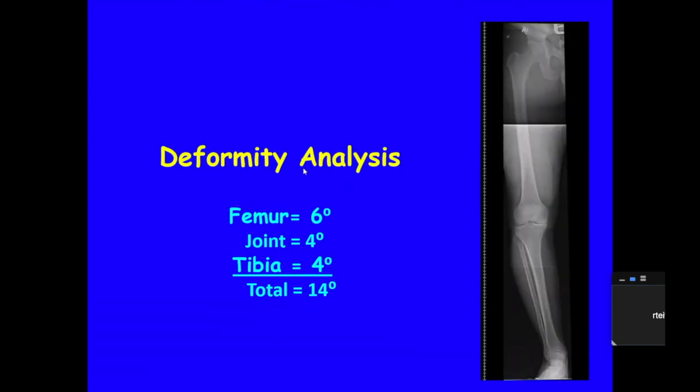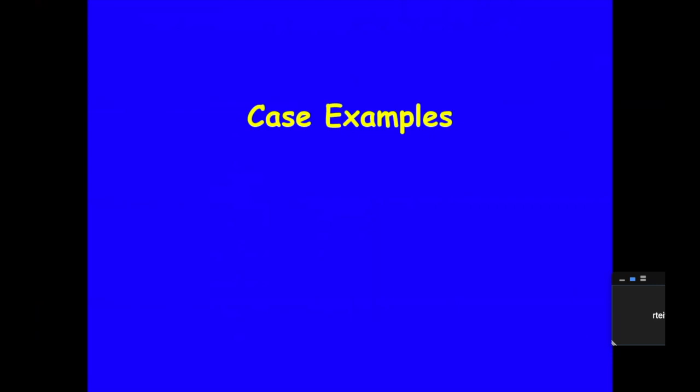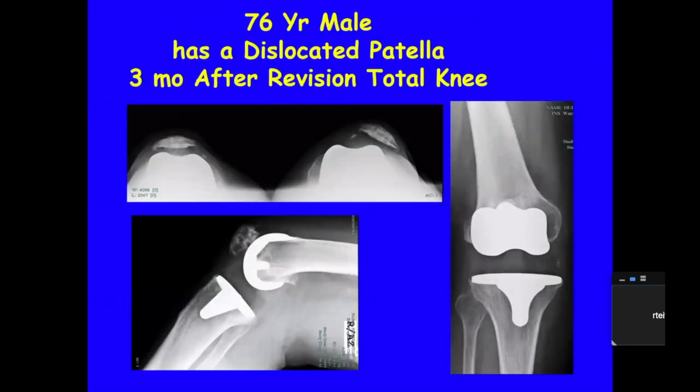So in this limb, the deformity exists 6 degrees in the femur, 4 degrees at the joint, and 4 degrees at the tibia, for a total of 14 degrees. So we've taken a limb in which we see a potential deformity of 14 degrees varus, and find out that it's located 6 degrees on the femoral side, 4 degrees on the joint, and 4 degrees on the tibial side. Looking at some simple cases.